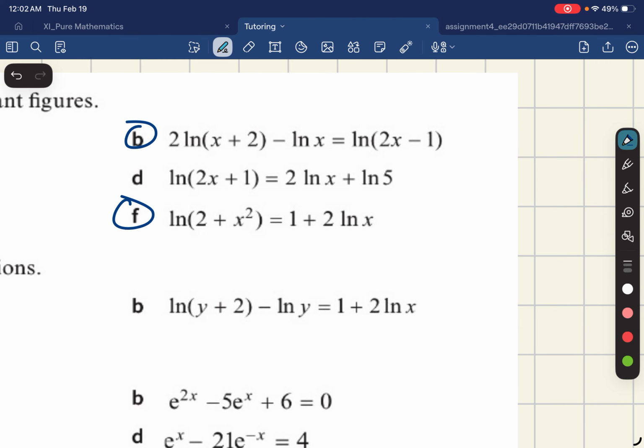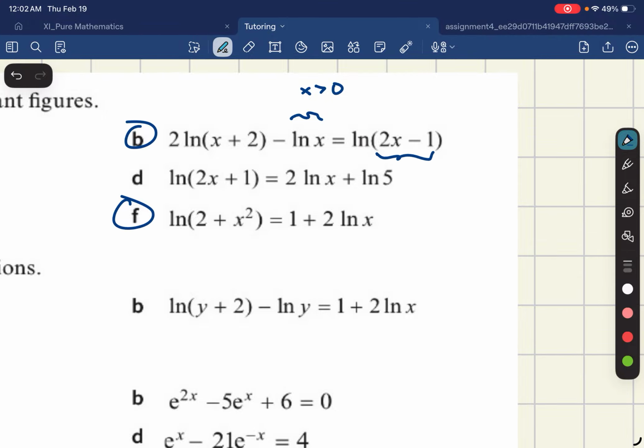So for B, I look at the second term, I know my x has to be bigger than 0. So the first term tells me that my x plus 2 has to be bigger than 0. Whenever my x is inside the ln or the log function, I want to make sure that it's always bigger than 0. So that means that x has to be bigger than -2. And if it's bigger than 0, it's already going to be bigger than -2, so we don't have to worry about that.